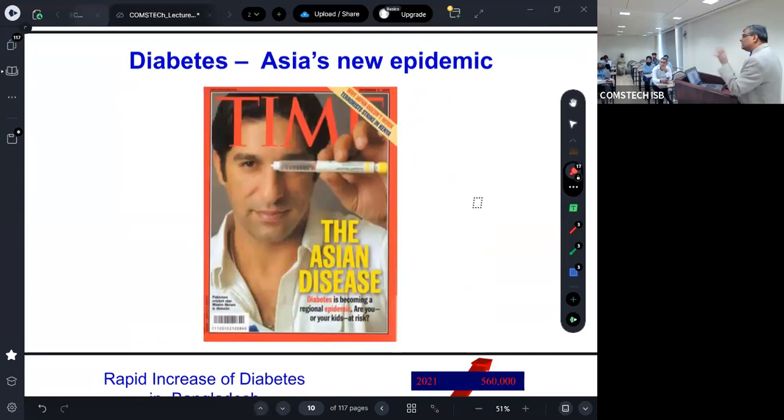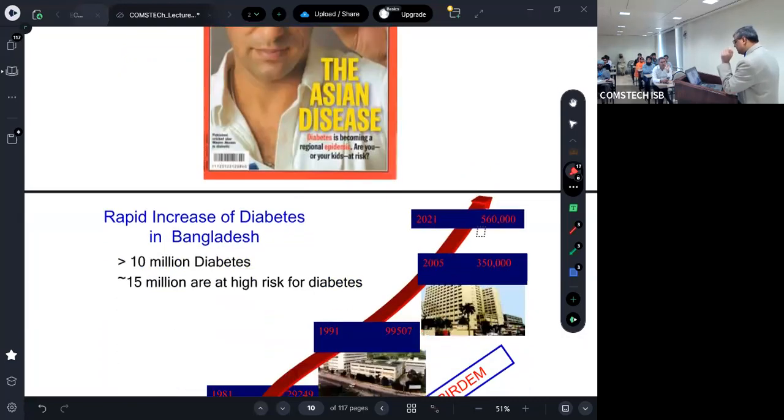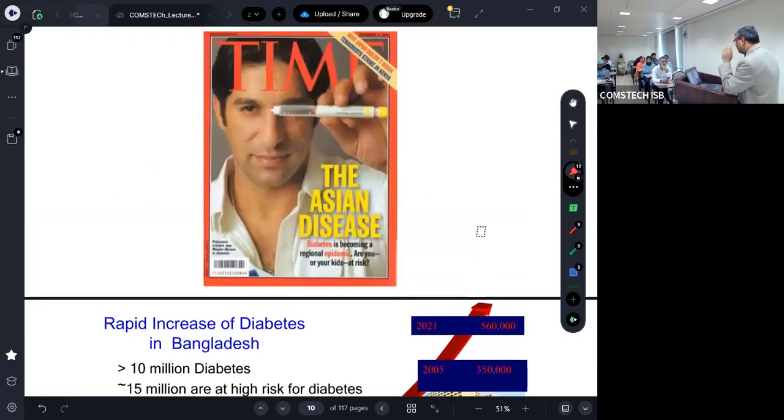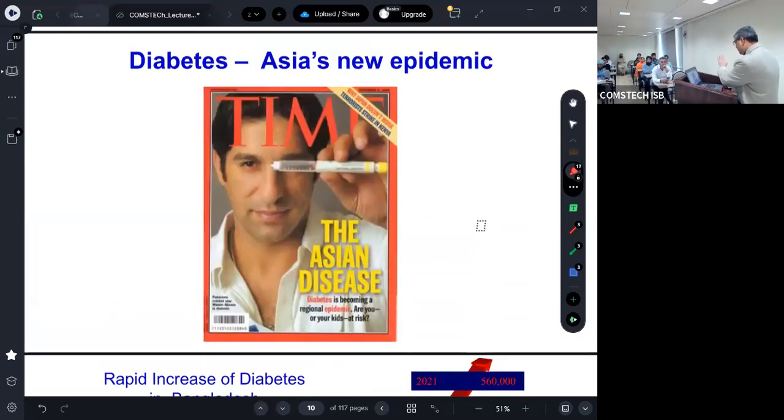Okay, sometimes, therefore, though it has the maximum number of diabetes cases here, it is called the Asian disease or Asian epidemic. Initially, it was believed that diabetes was a disease only of obese people. But now there is a rapid paradigm shift. It is not only a disease of fat people, it's everywhere.